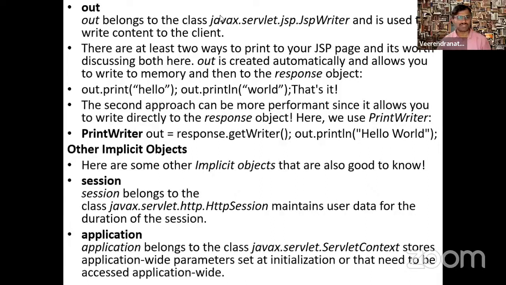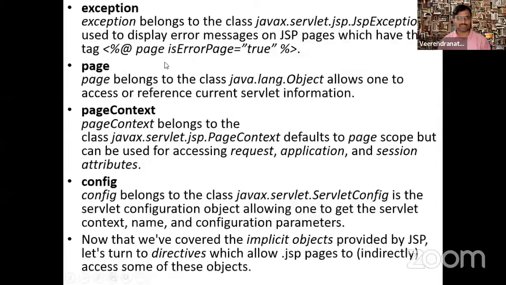So what are the five implicit objects that are very important? The first one is request, the second is response, the third is the out object, the fourth is the session object, and the fifth is the application object. These are called implicit objects, and they are generated when the compilation of the program takes place.